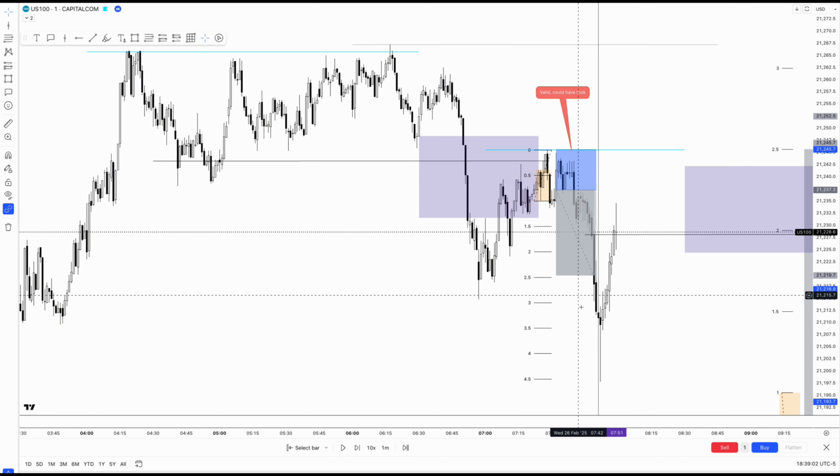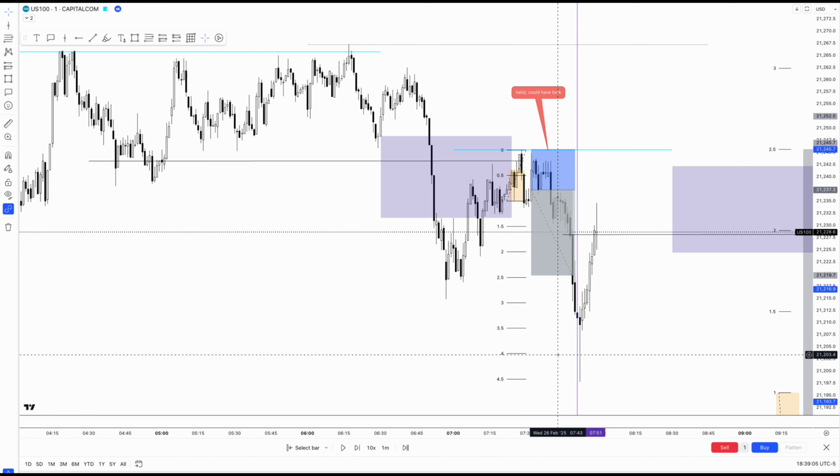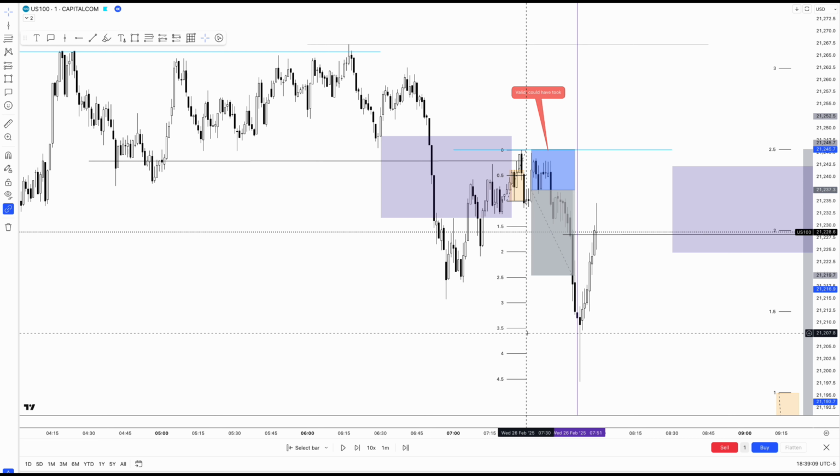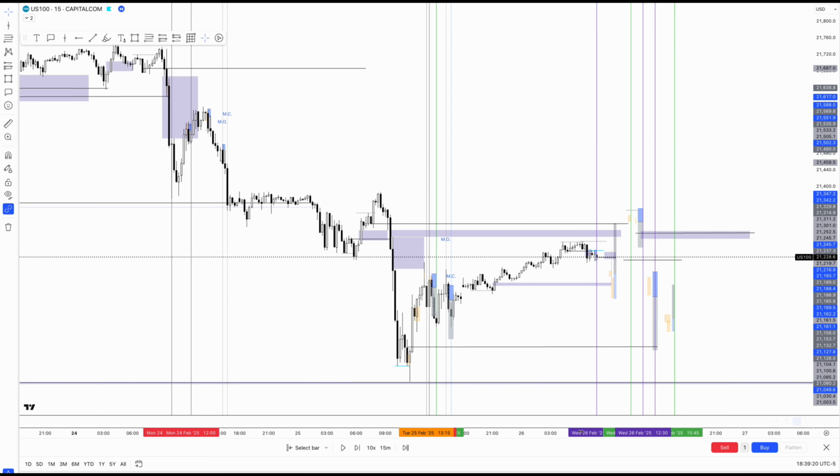I didn't take it just because it was before New York session. It's right at 7:32, so that's the only reason I didn't take it. I could have taken it, but I just didn't. I just wanted to wait till New York session. Looking back, though, I should have taken it. It was a valid trade. It was really clean. I just didn't want to take it.